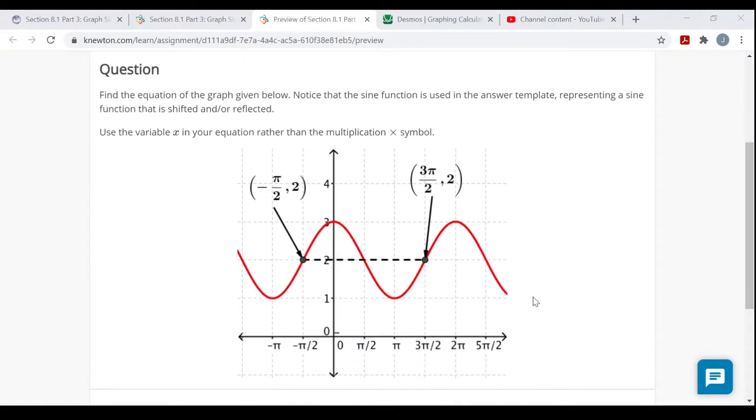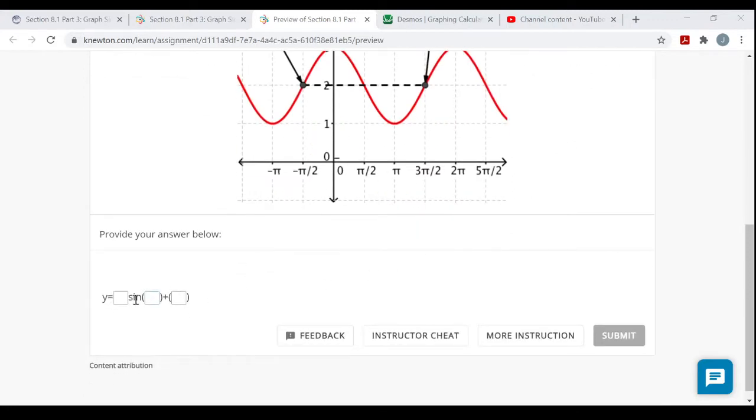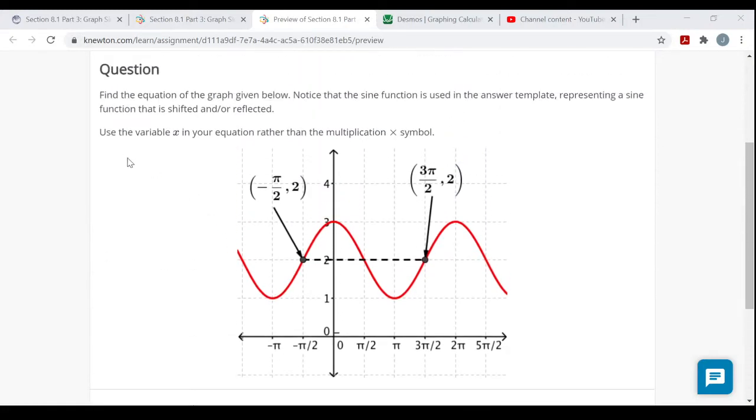Okay, so let's look at this first one. We're asked to find the equation of the graph given below. Notice that the sine function is used in the answer template down here. So you're filling in the number before, the expression inside the sine, and a number after if it's added. So it's representing a sine function that is shifted and or reflected. Use the variable x in your equation rather than the multiplication symbol.